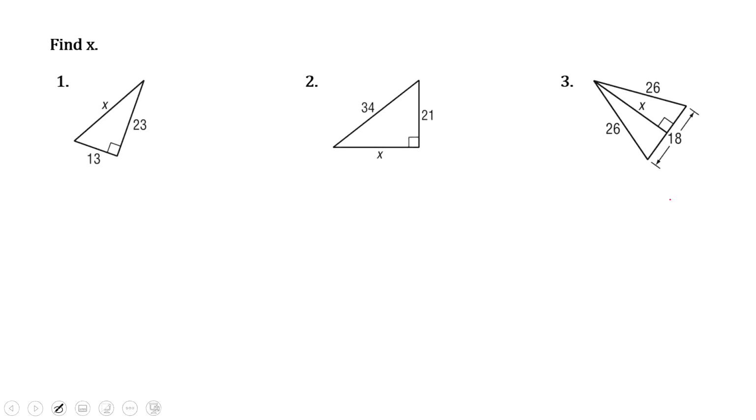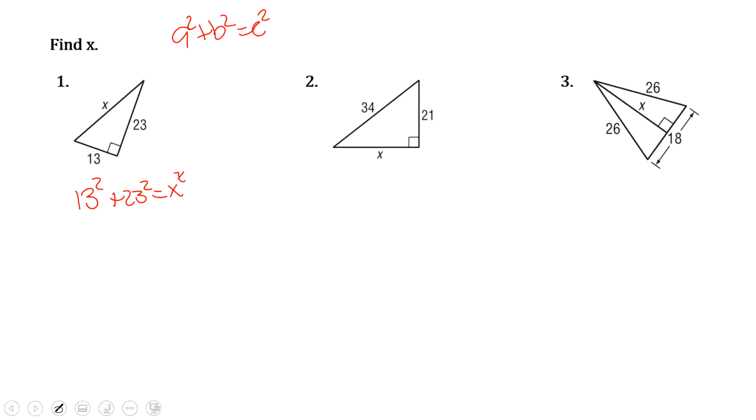Pythagorean theorem. If we remember Pythagorean theorem, it's a squared plus b squared equals c squared. We can use that in any right triangle to find the value of a missing side or to confirm that it is a right triangle or not. Here we're trying to find x. So we're told x is the opposite of these sides. A squared plus b squared equals c squared. So it's 13 squared plus 23 squared is going to equal x squared.